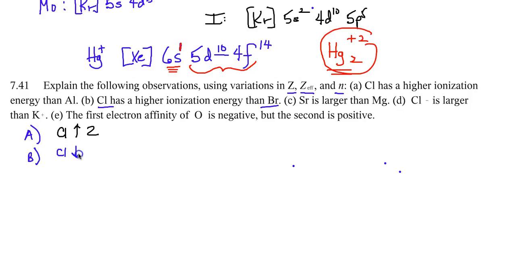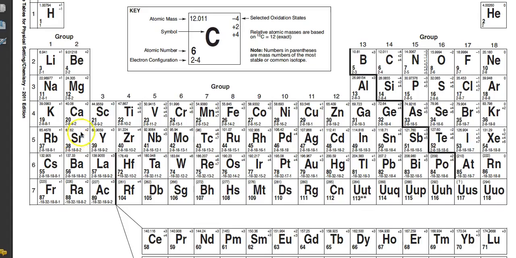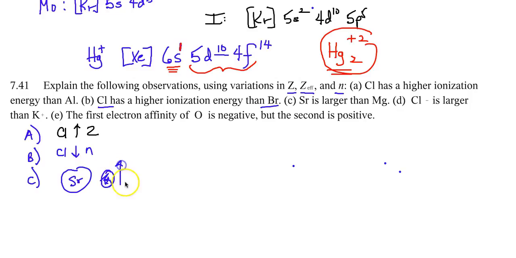So chlorine has a lower N number, which means, again, harder to remove those electrons because they're closer to the nucleus. C. Okay, strontium is larger than magnesium, saying it has a bigger nuclear radius. So strontium is bigger than magnesium. So let's go there. These are alkaline earth metals, as the chlorine and bromide were halogens, but strontium is bigger because it has a larger N number. The orbitals are bigger. Basically, strontium has a bigger N. Very simple. So strontium has a larger N.